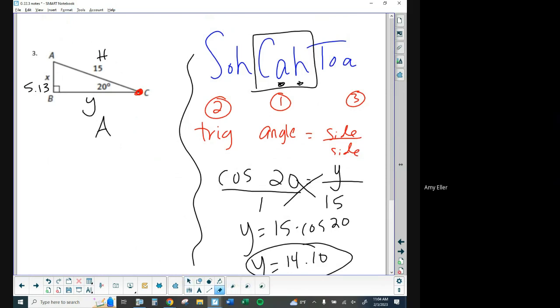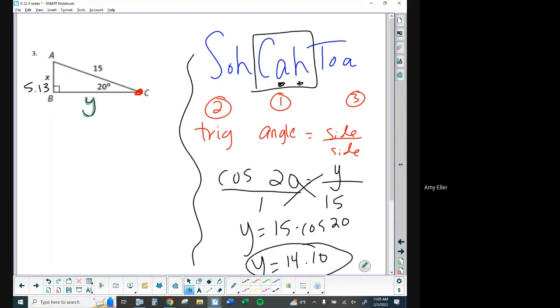One last thing about this problem. Please look at the board. I found x using trig. I found y using trig. Can anybody tell me a different option, another way I could have found y after I found x already?